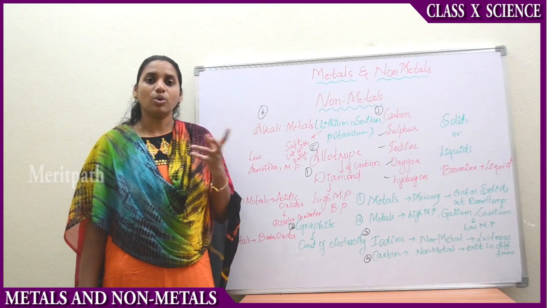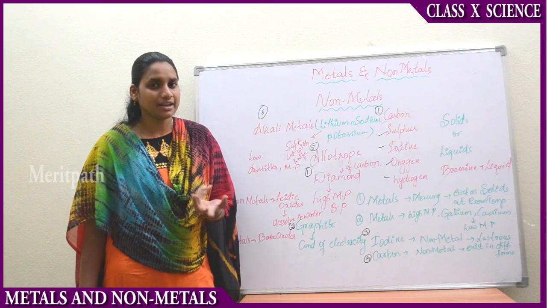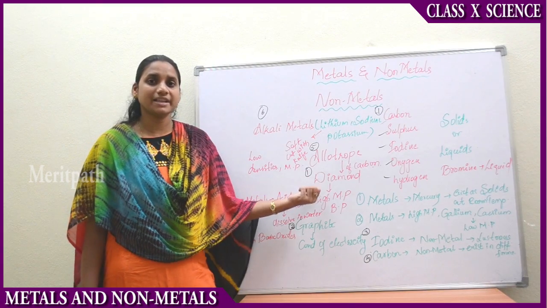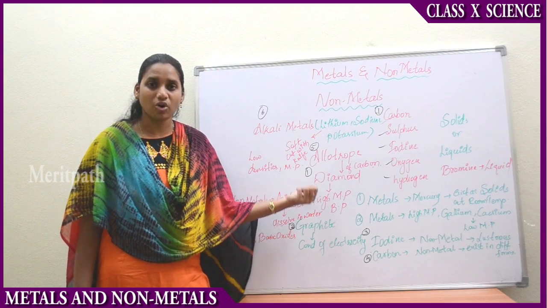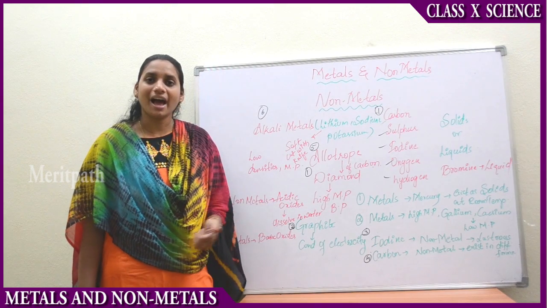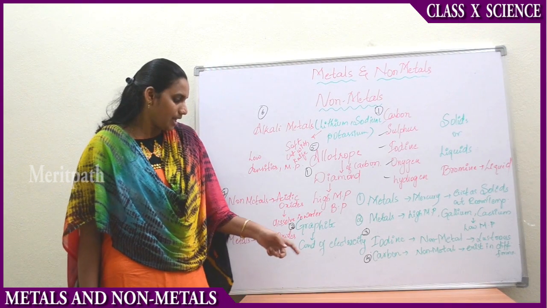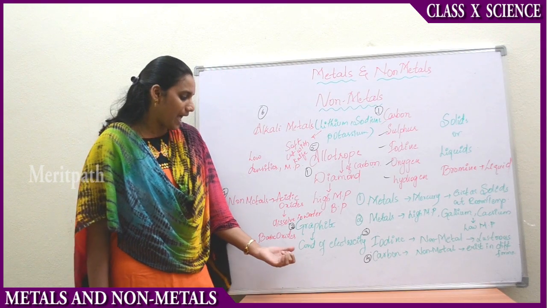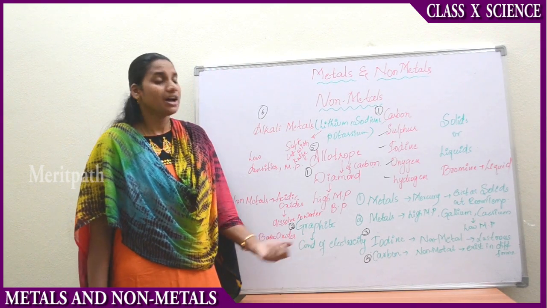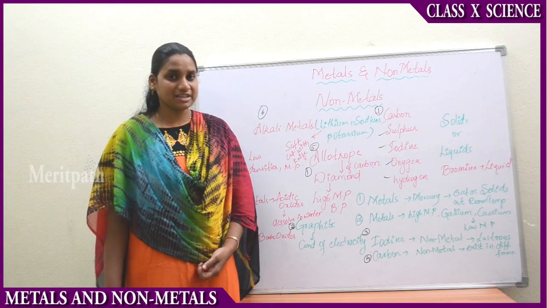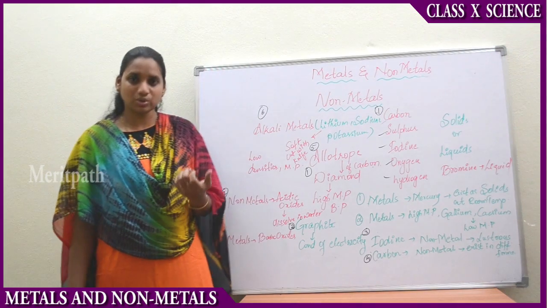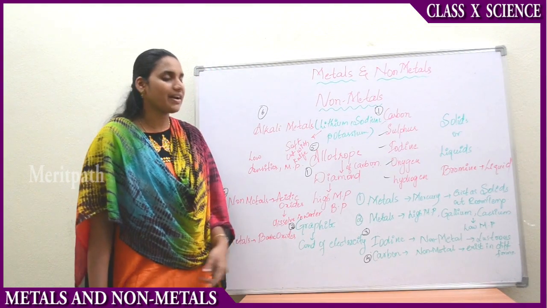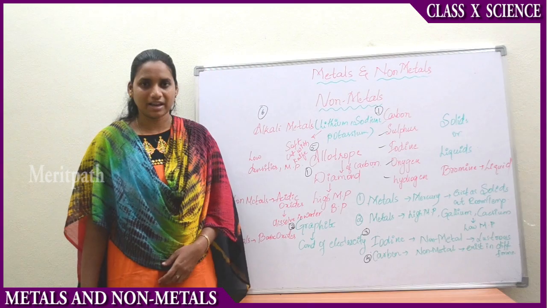If you observe, only metals have high melting points and boiling points. But here the diamond, a carbon allotrope and a non-metal, also has high melting and boiling points. If you see graphite, another allotrope of carbon, it also acts as a good conductor of electricity. Previously we discussed that metals have good conductivity of electricity and heat, but graphite is also a good conductor of electricity.